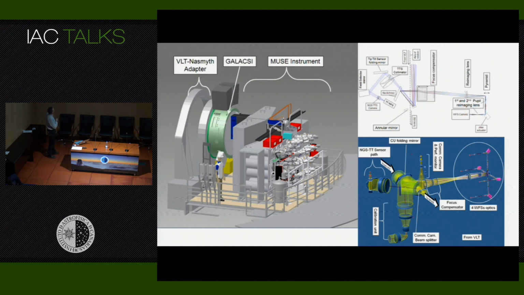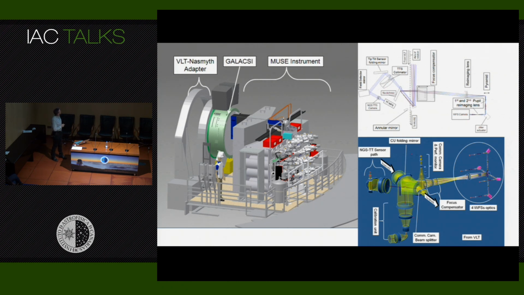There's the Naismith adapter. Telescope is to the left. So it sits in there. And then the MUSE instrument with its 24 spectrographs sits behind there on the Naismith platform. And then the part that you don't see on this picture is the 4 lasers with the associated optics.